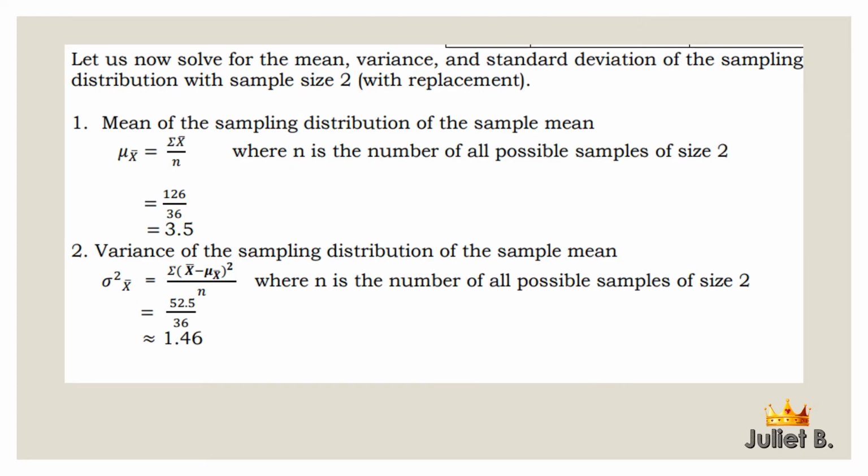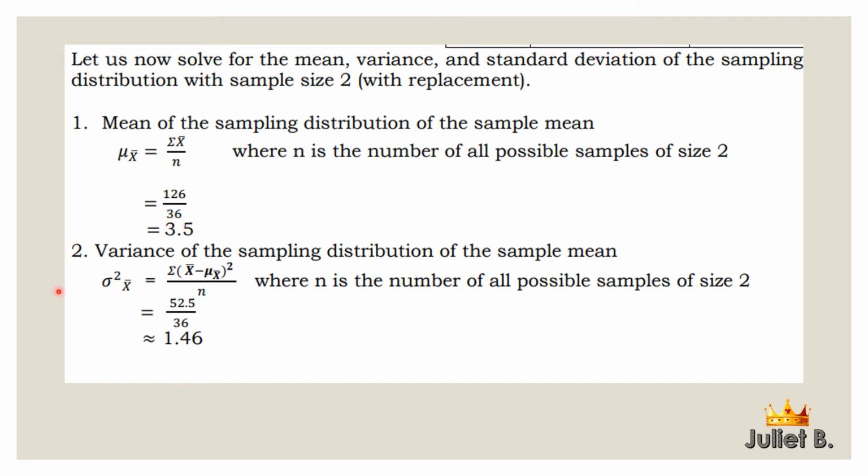Okay, so after that, as you can see here, we have the number 1, the mean of the sampling distribution of the sample mean, and we had already solved the value of the mean of the sampling distribution. This is equal to 3.5. I also reiterated that the population mean and the mean of the sampling distribution are the same.